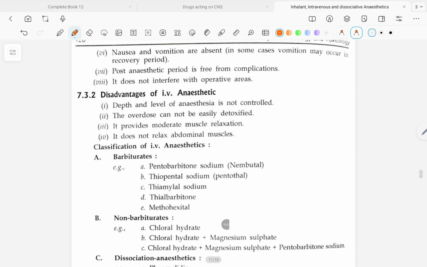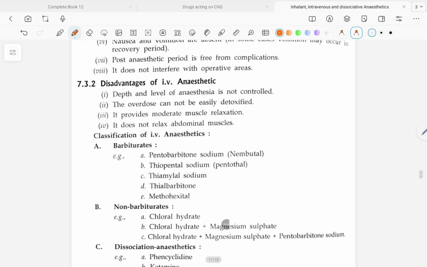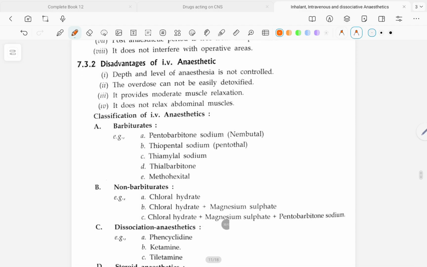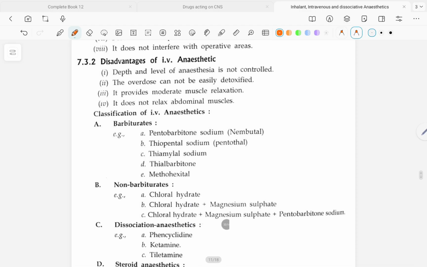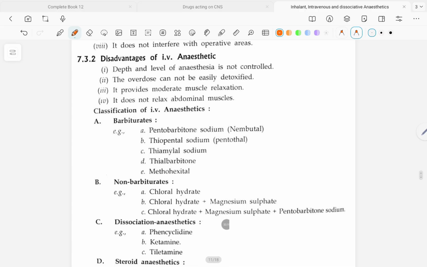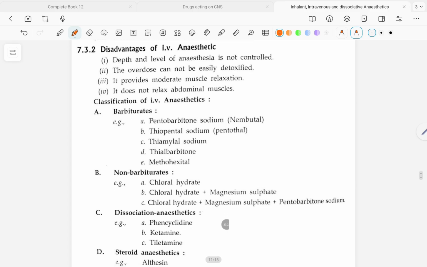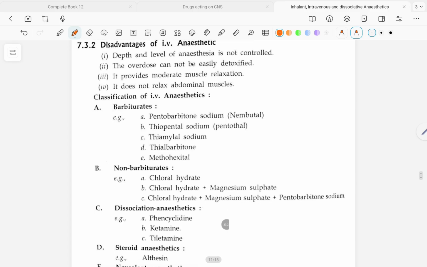Disadvantages of IV anesthetics: depth and level of anesthesia is not controlled. An overdose cannot be easily detoxified. It provides moderate muscle relaxation. It does not relax abdominal muscles.